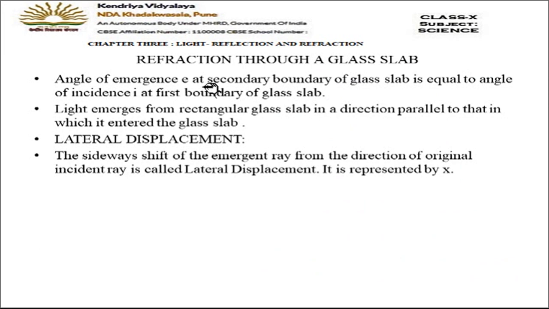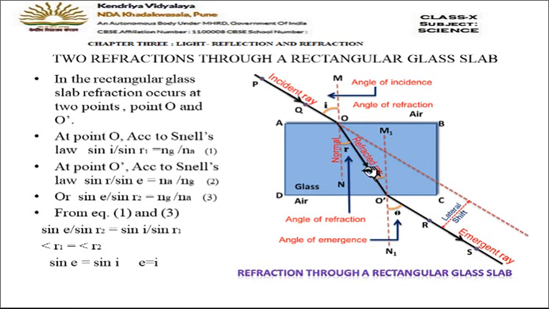Now, angle of emergence E at the secondary boundary of the glass slab is equal to angle I. Remember that angle I is equal to angle E. Just once let's have a look. This is the angle of incidence. This with the normal is the angle of refraction. This again is angle R. But this ray which is coming out is known as the emergent ray, and the emergent ray makes an angle E with the normal. This is E. In refraction we have studied that angle I is never equal to angle R. But in case of a rectangular glass slab, angle I is always equal to angle E.